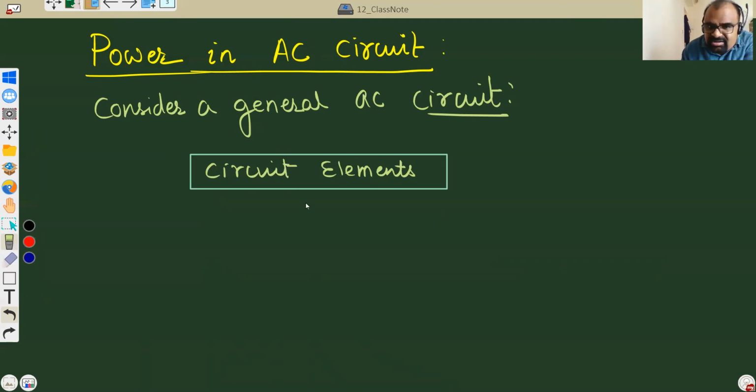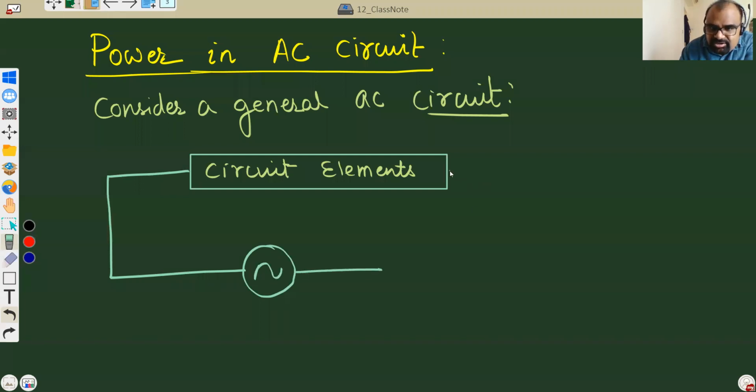There can be a simple resistor. Okay, I'll talk about this. First of all, let me draw this. And then you have this AC source connected to this. And here I'm not saying circuit element, I'm saying elements. That means more than one. Now there are many possibilities over here.